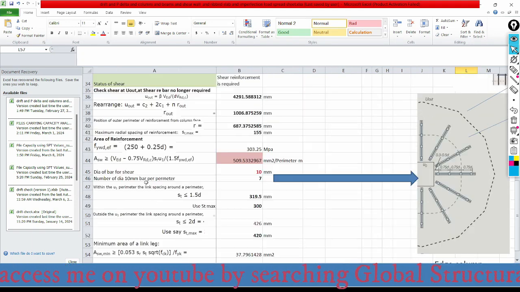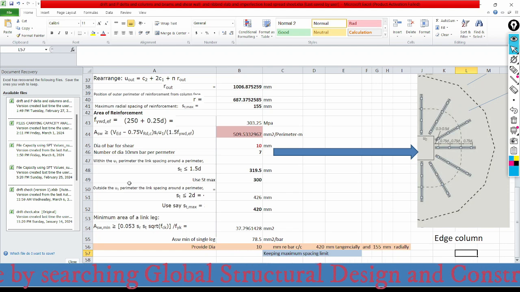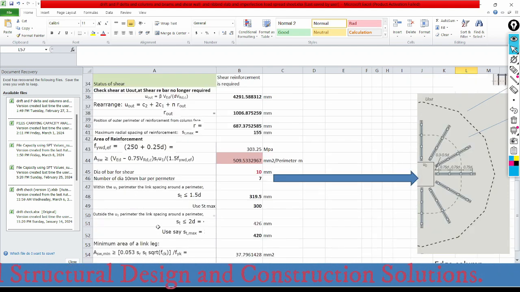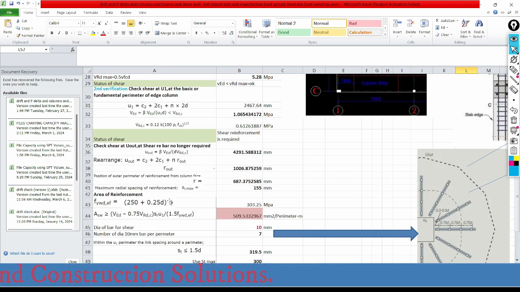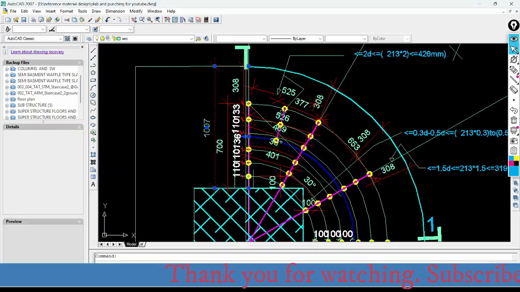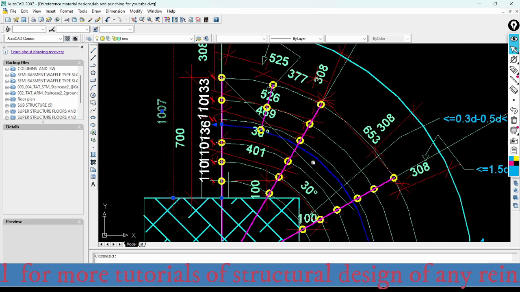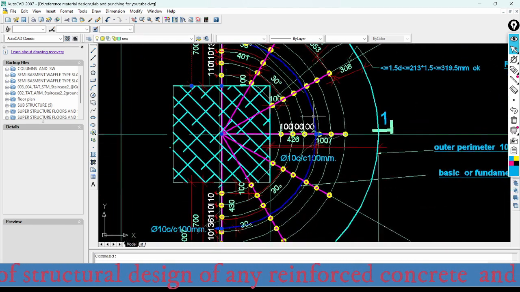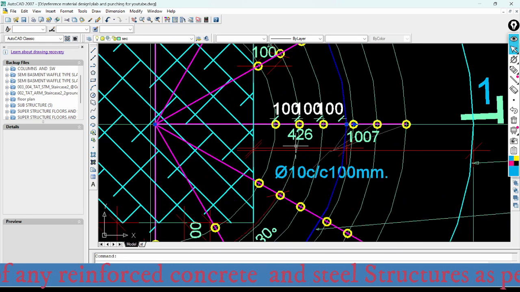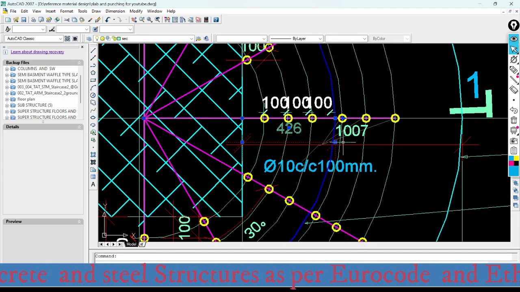Where is U out? U out, the outer parameter of the shear zone, is here, this one. Here it is 1006, which is 1007 roughly. That means from the face of the column to the outer parameter. And this one is also here, the distance from the face of the column, it is around 426. So how does it come?